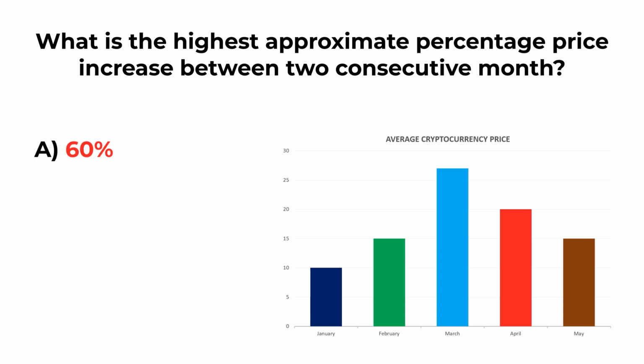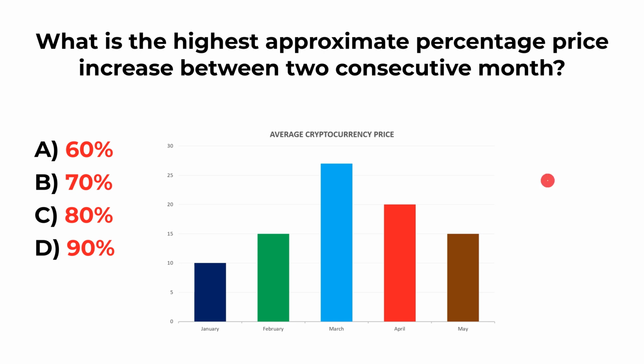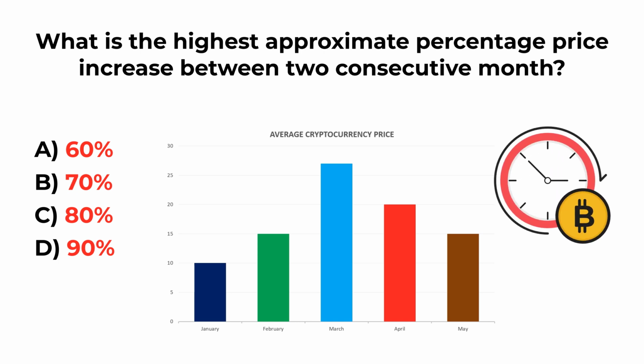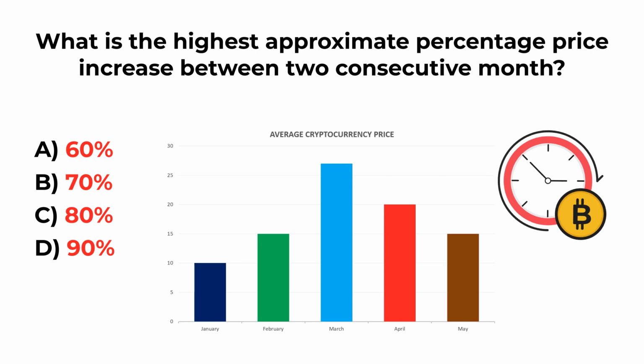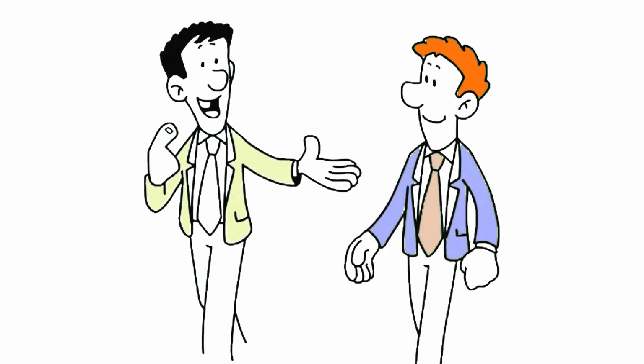You're presented with 4 different choices. Choice A, 60%. Choice B, 70%. Choice C, 80%. And then choice D, 90%. Give yourself 10 to 15 seconds, maybe 20 to 30 seconds, depending how well you are with calculations. Did you figure it out? Let's go ahead and get to the correct solution together.